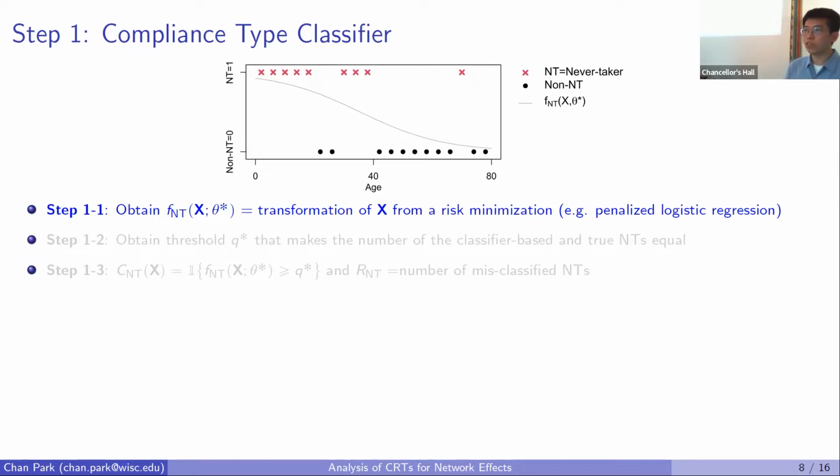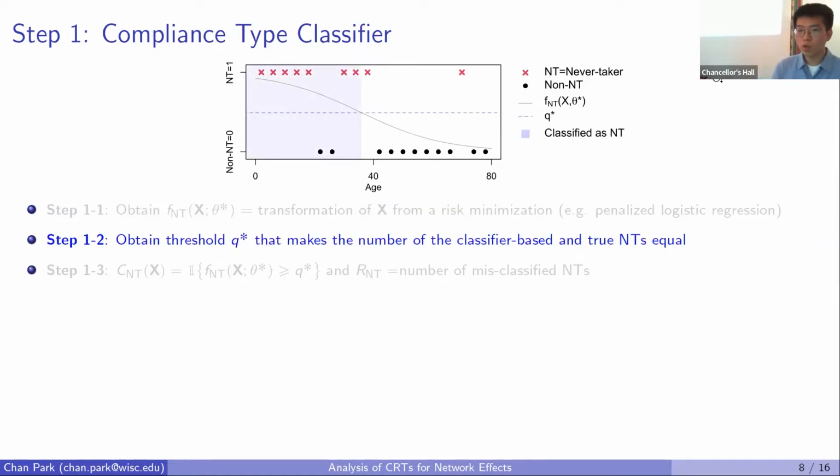So you can simply think of it as regressing the never taker indicator on the age variable, based on a penalized logistic regression model or just a linear regression model. Once you obtain this curve, which is drawn as this gray curve here, in the second step, we obtain a threshold Q star, which is drawn by this dashed line.